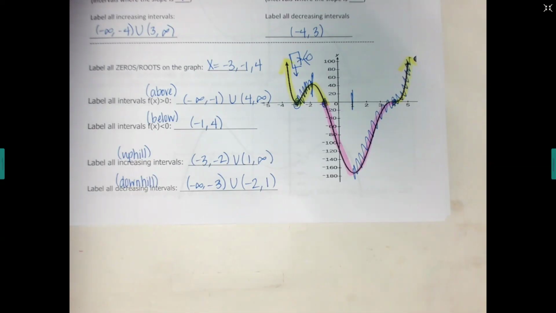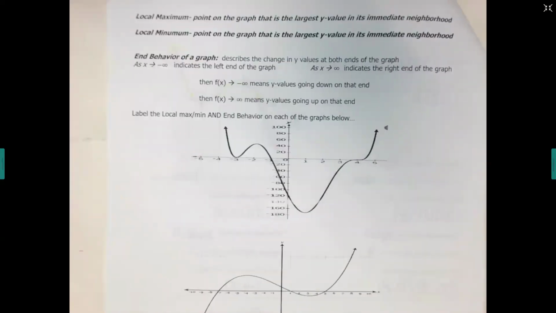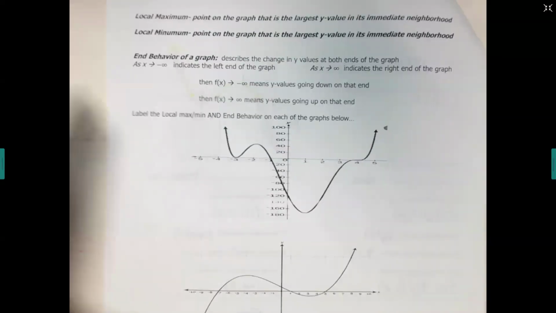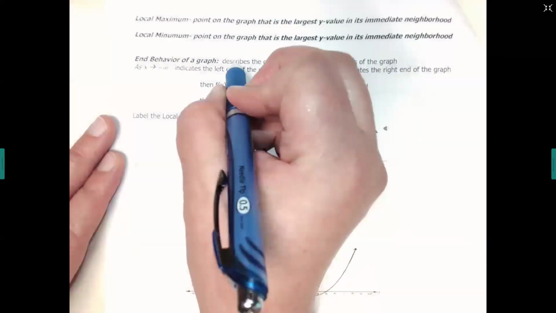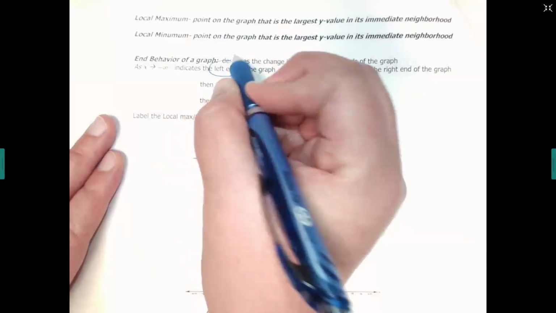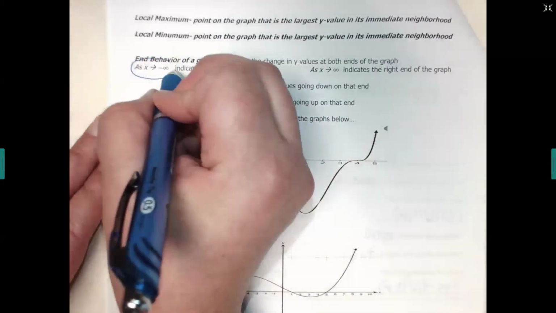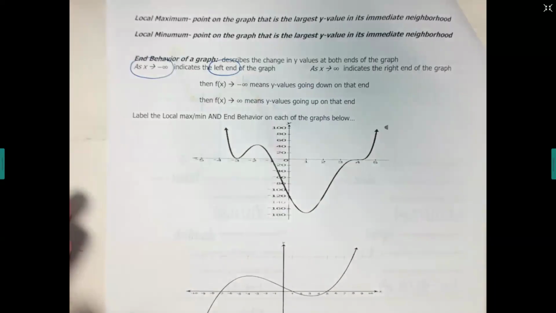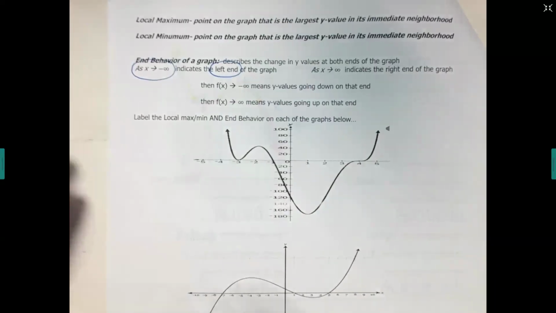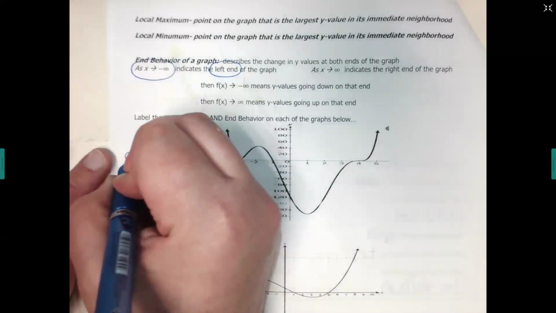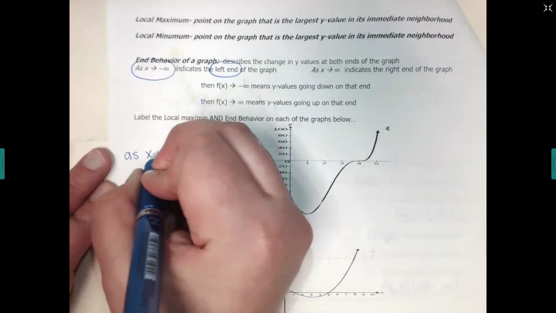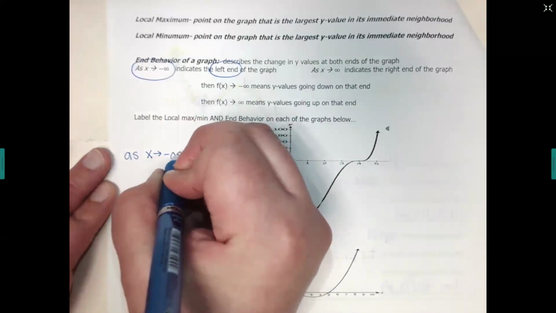All right, the next thing that you should be able to do is identify end behavior. I think this is new for PreCal. I don't think you covered this in Algebra 1 or Algebra 2. Okay, but for end behavior, if you are talking about the left end of the graph, you're going to write x arrow -infinity. Okay, so on the left end of your graph, I want you to write as x goes to -infinity.